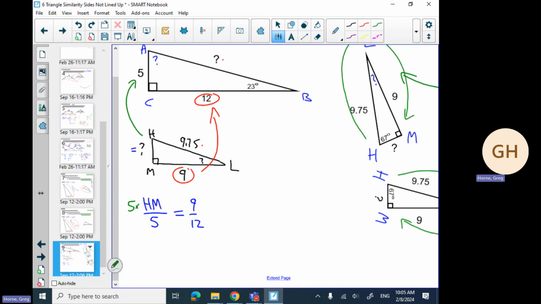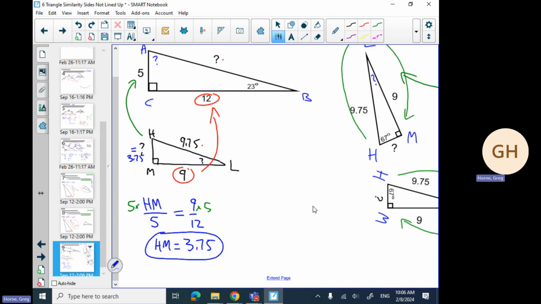I go 5. End up with HM equals 9 times 5 divided by 12, which is 3.75. And so we figured out that this side here is 3.75, our HM side. So we got that one.